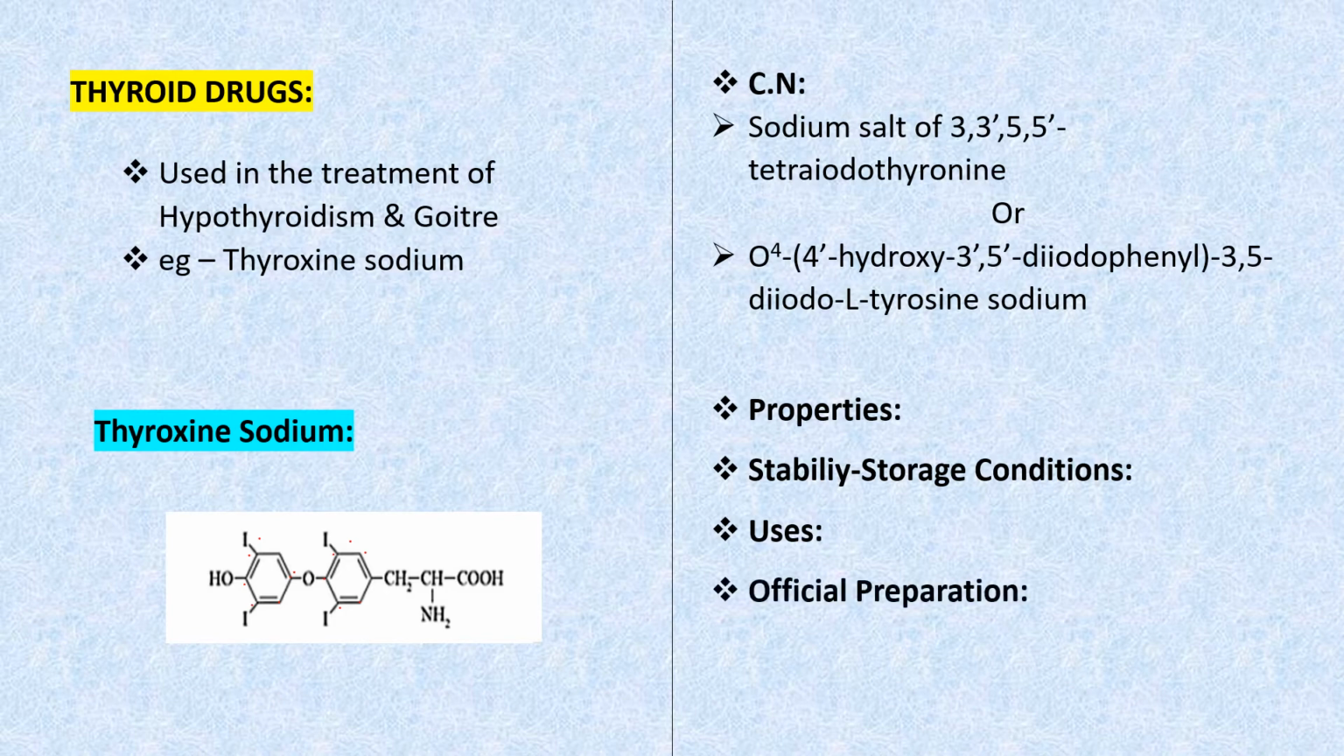Official preparation: thyroxine tablet, which is official in IP and BP. Brand names: Eltroxin, Roxin, Roxil, Thyrox. Those are the brand names or trade names of thyroxine sodium. Here there is only one drug for your study from thyroid drugs, that is thyroxine sodium.